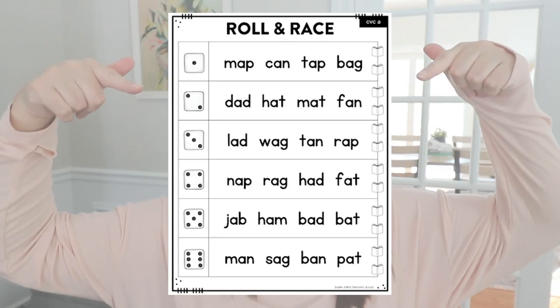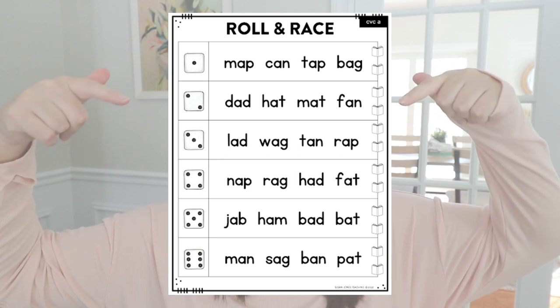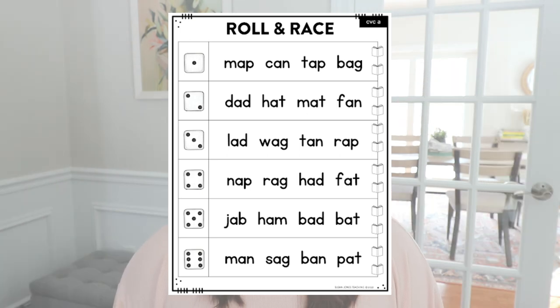Phonics activity number two I wanted to share today is a simple one called roll and race. And this is a fluency type activity. Now we all know how important it is for students to be able to identify each of the graphemes and the phonemes, blend them together to make a word, and actually decode the words that they're seeing.